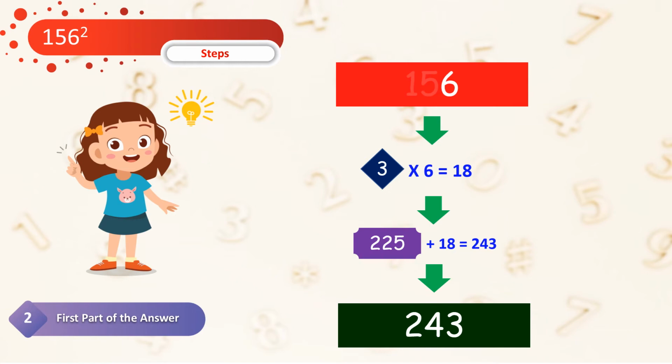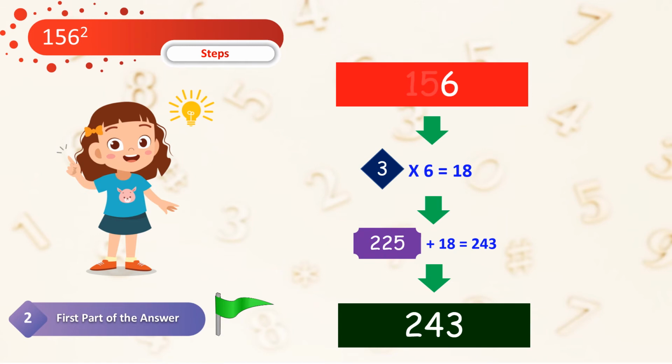So for you to understand this, take the unit digit of the number 156, multiply the unit digit by 3. 3 is what you got in the previous step. Then 3 times 6 is 18. Then add the 225 that you got in the first step to the 18. You get 243. So put the 243 as first part of your answer. That completes the first part.